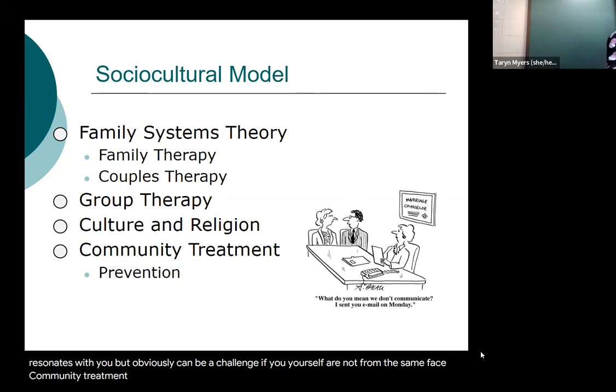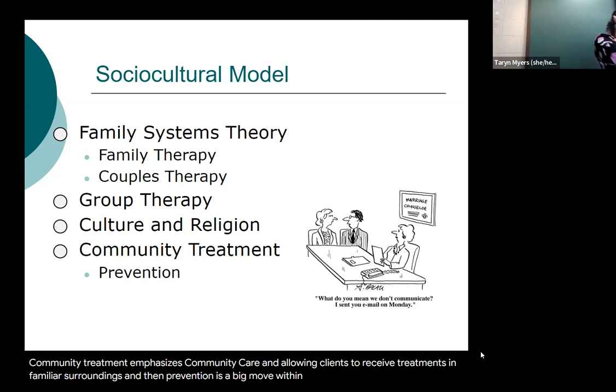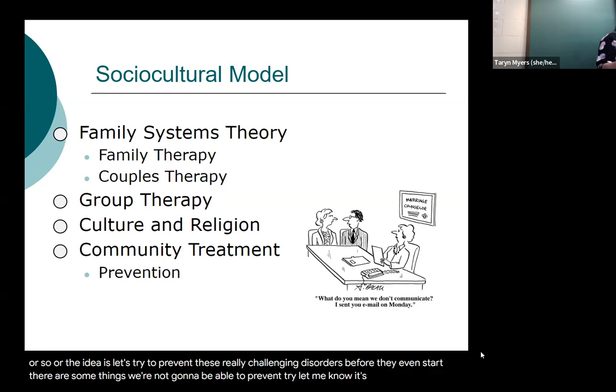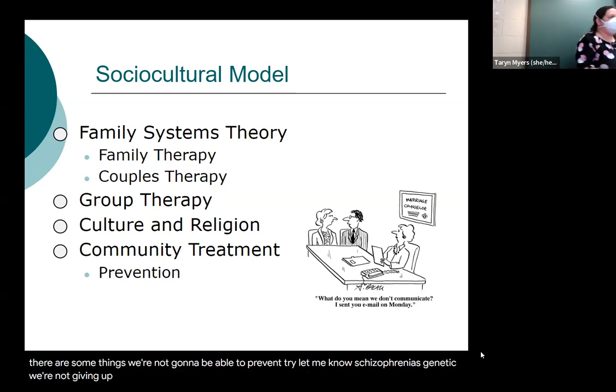Community treatment emphasizes community care and allowing clients to receive treatment in familiar surroundings. And then prevention is a big move within psychology for the past 20 years or so, where the idea is let's try to prevent these really challenging disorders before they even start. There are some things we're not going to be able to prevent, right? Like we know schizophrenia is genetic. We're not going to be able to prevent that.